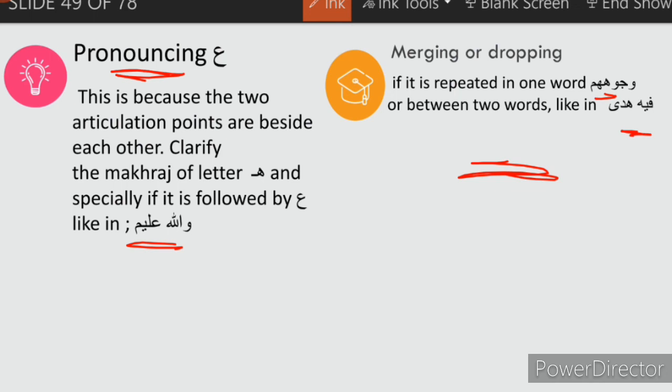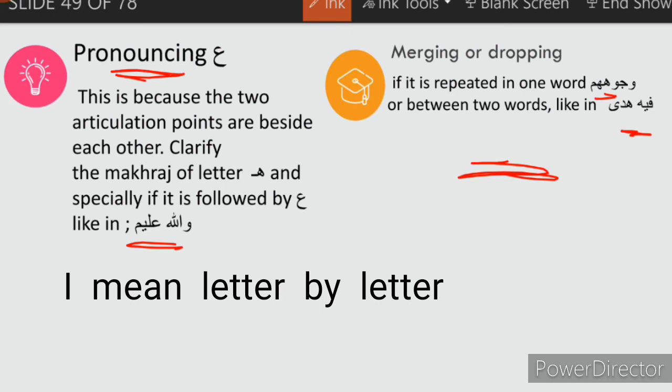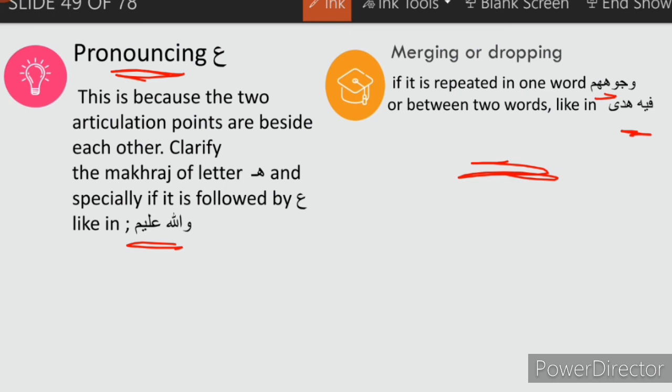Sayyida Aisha, when asked how Prophet Muhammad sallallahu alaihi wasallam was reading the Quran, answered that you would listen to the Quran from him as if you were listening to it word by word. So we have to read the Quran the same way as the Prophet Muhammad sallallahu alaihi wasallam, and this is by making each letter clear. So fihi hudal, like this, and not dropping or merging the sound of these two letters, by keeping the articulation points of the two ha separate from each other.